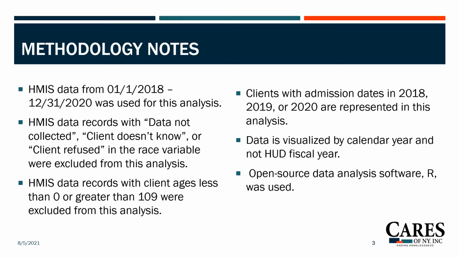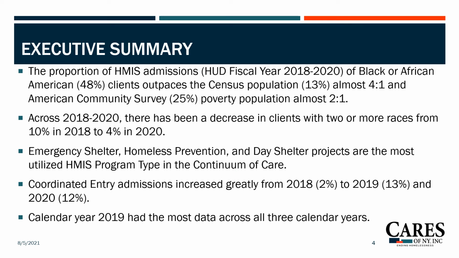We're looking at 3 full calendar years of data entered into HMIS. We removed clients without race data, and we also removed clients that were less than 0 years of age or more than 109 years of age. Today, we're exclusively looking at HMIS admissions. That is when someone shows up at a program, is entered into the HMIS, and receives services. This data is not deduplicated because we're accounting for the total volume of admissions in the analysis rather than unique admissions. Here are the key points we can take from this descriptive analysis.